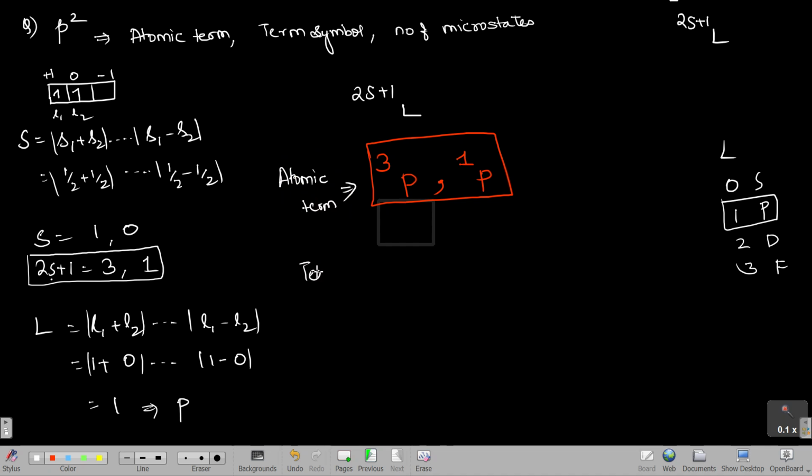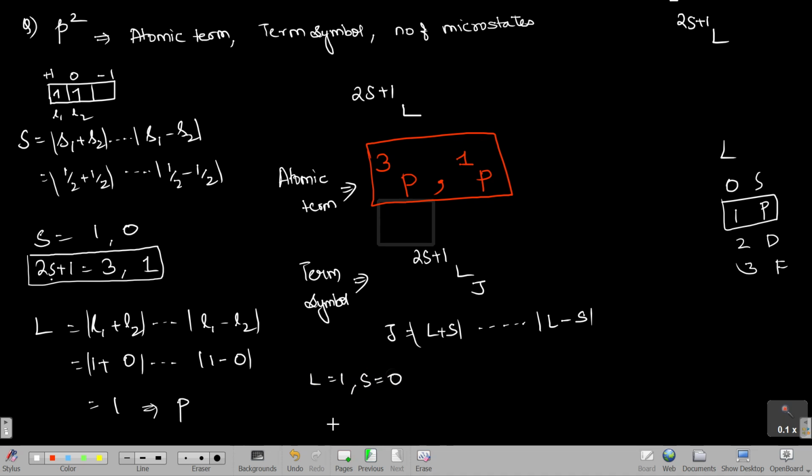Now coming to the term symbol. When we talk about the term symbol, the formula is 2S plus 1 L, and you also have to include this J value. So for these two atomic terms, we find out the J value. J is nothing but L plus S up till L minus S. The L value is 1 only, and the S value is 0 in the first case. In the second case, the L value is 1 and the S value is 1. So there are two possibilities of S value: one is 0, one is 1.